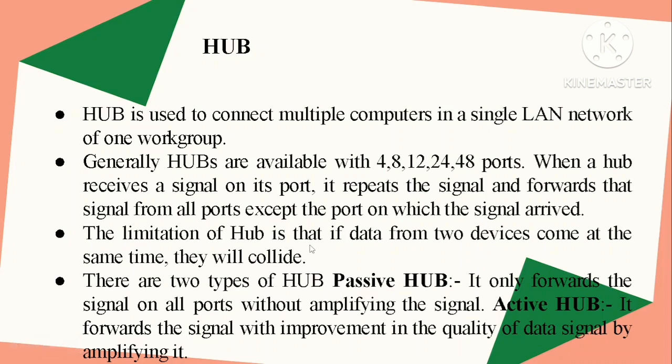Okay. The limitation of the hub is that if data from two devices come at the same time, they will collide. So this is also one problem with a hub. There are two types of hub, passive and active. Passive only forwards the signal, but active amplifies also.